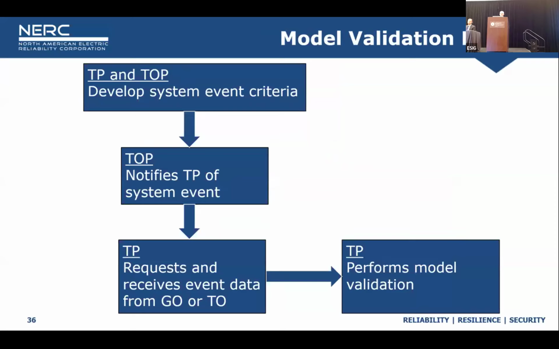Okay. So next is the model validation process. And here again, a conceptual way that it's being handled in the standard. The TP and the TOP really have to work out how the transmission planner is going to know that an event occurred, so that they know to go get the data from the generator. What we've established in the standard is that they work out that process ahead of time, so that as the TOP is monitoring system events, whenever an event meets a certain threshold, the TOP would notify the TP, and the TP then would be able to request the data from the generator owner, so that they have that data to compare to the model.